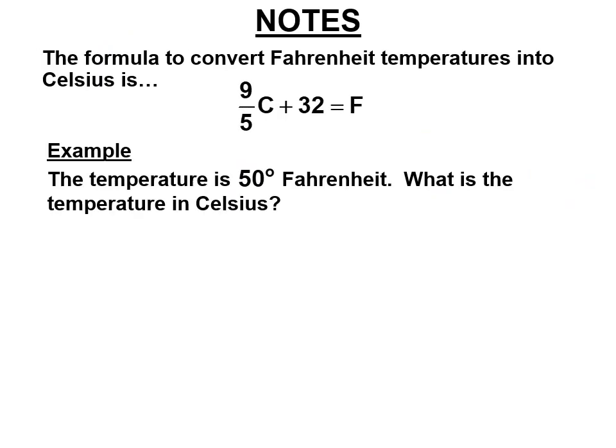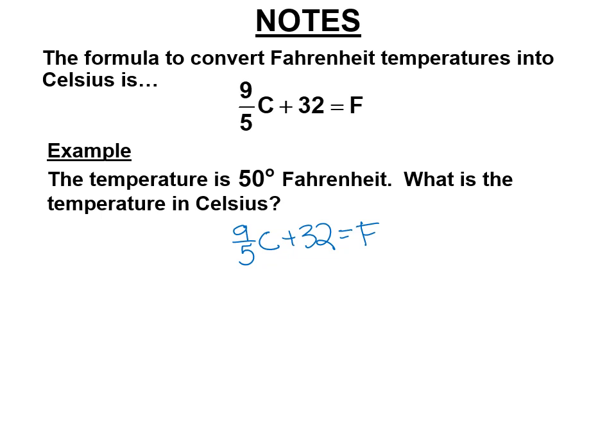Okay, so how do you convert Fahrenheit temperatures to Celsius? Well, this is one way. So this is the formula. You don't have to memorize it. It'll be on the test, but you have to know how to manipulate it. So it turns out that 9/5 times whatever the Celsius temperature is plus 32 degrees equals the Fahrenheit temperature.